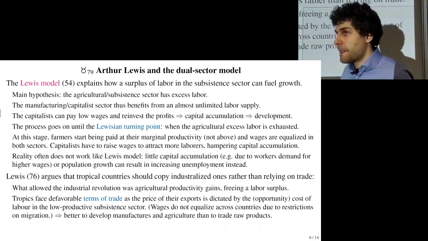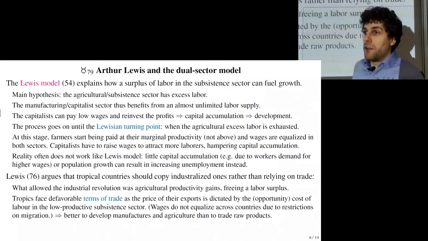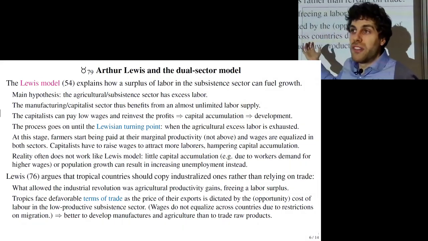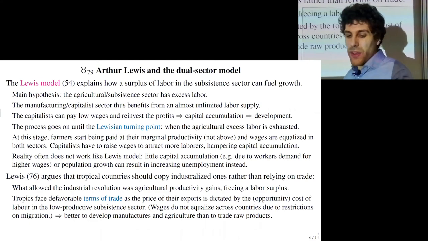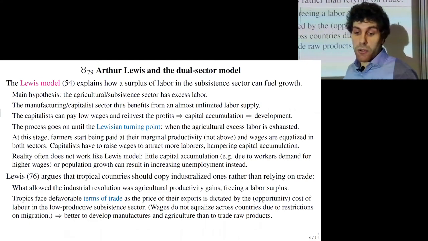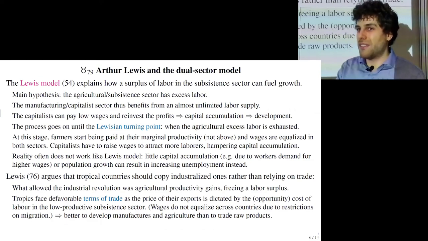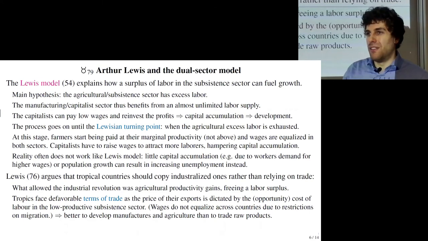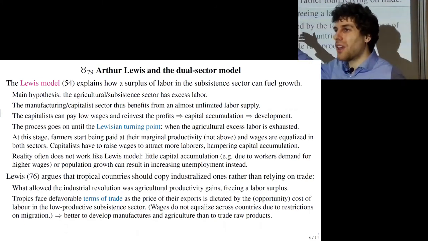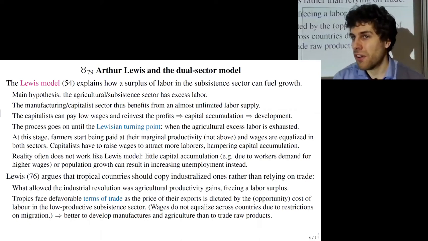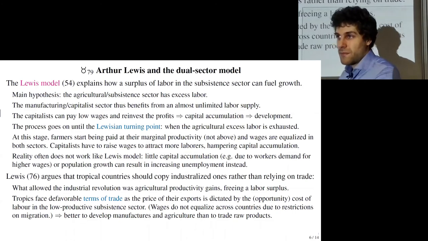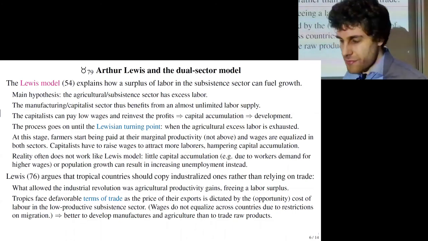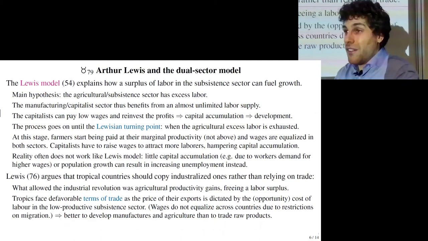It's not highly mechanized. So in theory, why would the hourly wage of a New Zealander be higher than a Cameroonian's? The reason is that the price of the export is dictated by the opportunity cost of labor in the low-productivity subsistence sector. So the cashew producer works in subsistence agriculture, and subsistence agriculture is very unproductive in Cameroon and very productive in New Zealand. And so the wages are equalized within the country.